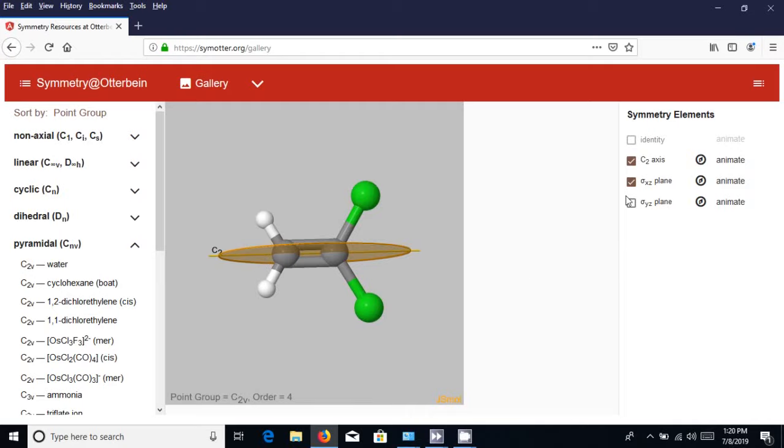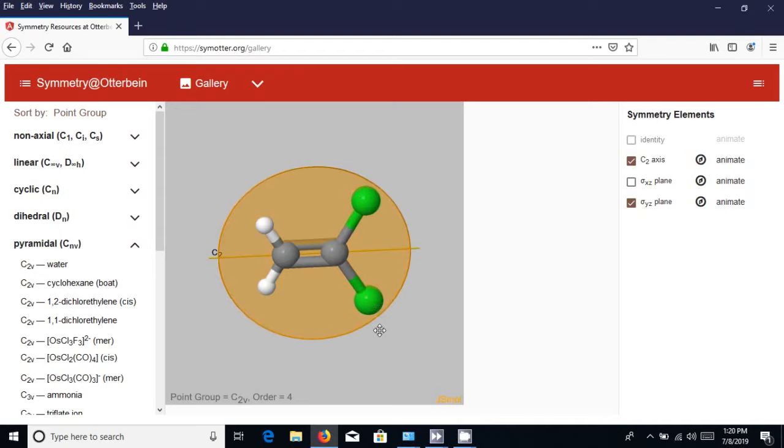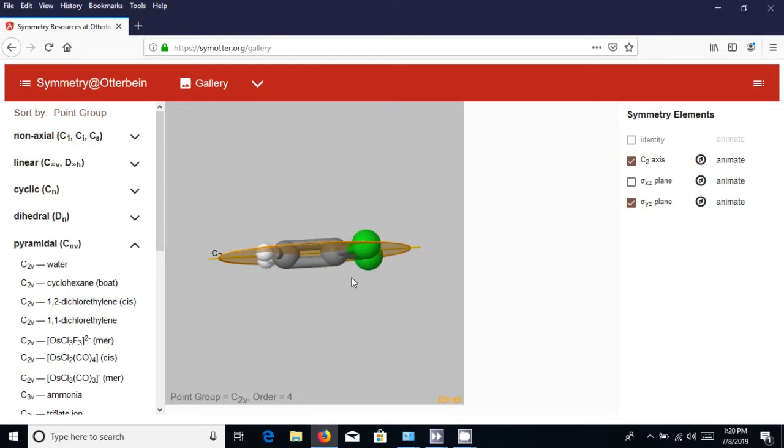But very quickly you can see another plane present in it. If I remove the first one, this is your second plane, right? I can show you the second plane in that manner, which I have already shown you previously with different examples. This plane is again parallel to the C2 axis. So this molecule again has vertical planes, right?